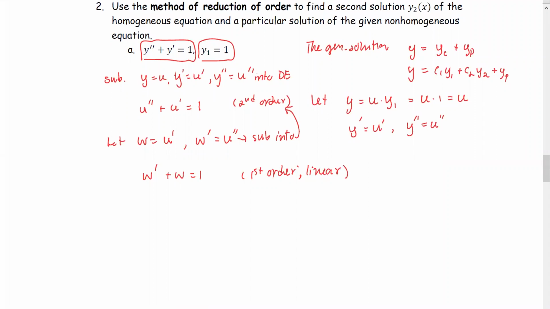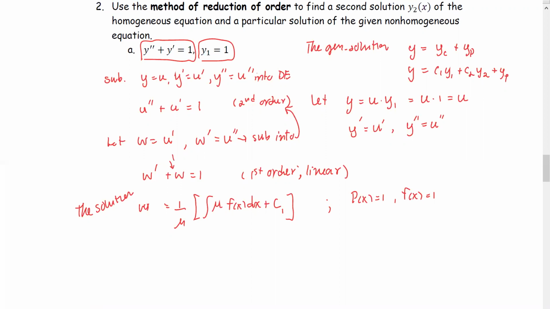To solve the linear equation, as you recall, the solution w is 1 over mu multiplied by the integral of mu times f of x dx plus c, which I'm going to write as c1. In this case, p of x equals 1, f of x equals 1. So mu, or the integrating factor, is e to the integral of p of x dx, or e to the integral of 1 dx, which gives us e to the x.